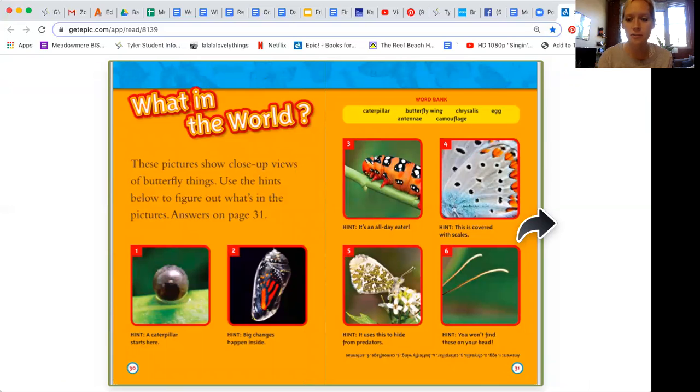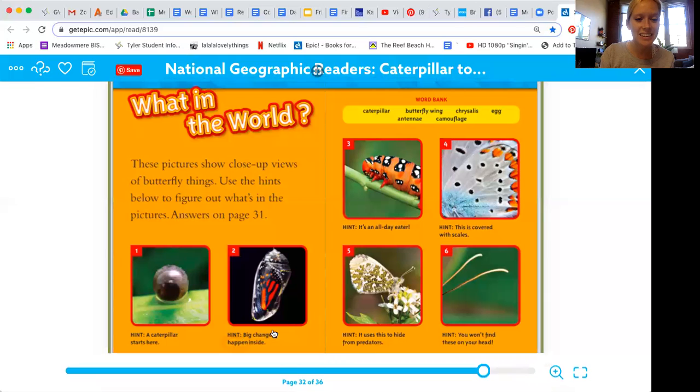Okay, these show close-up views. We did this in our plant book too, so see if you can try to figure out what they are. Our word bank, remember at the top, just like when we do vocabulary in class. Caterpillar, butterfly wing, chrysalis, egg, antenna, or camouflage. My first one is where a caterpillar starts. What do you think that is? Good, it's gonna be an egg.